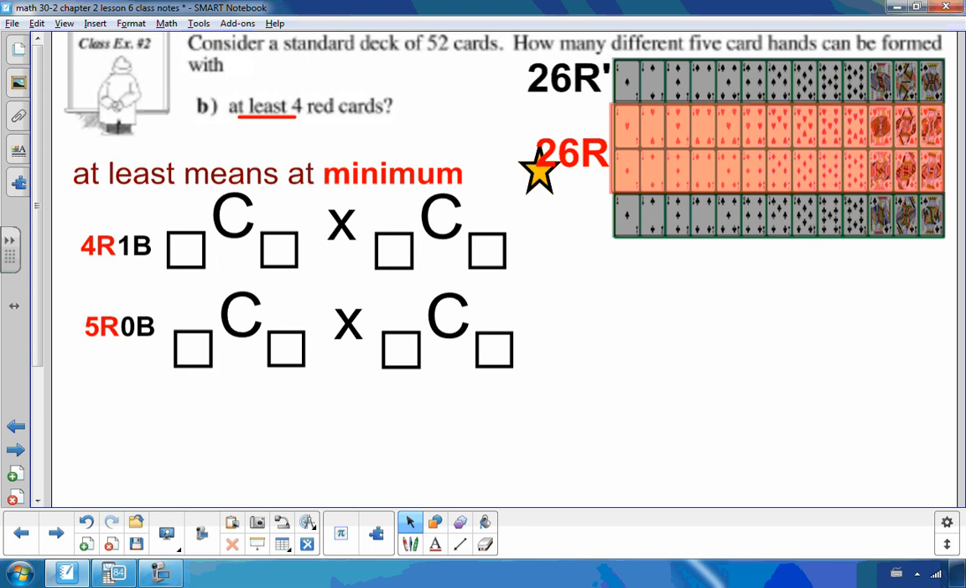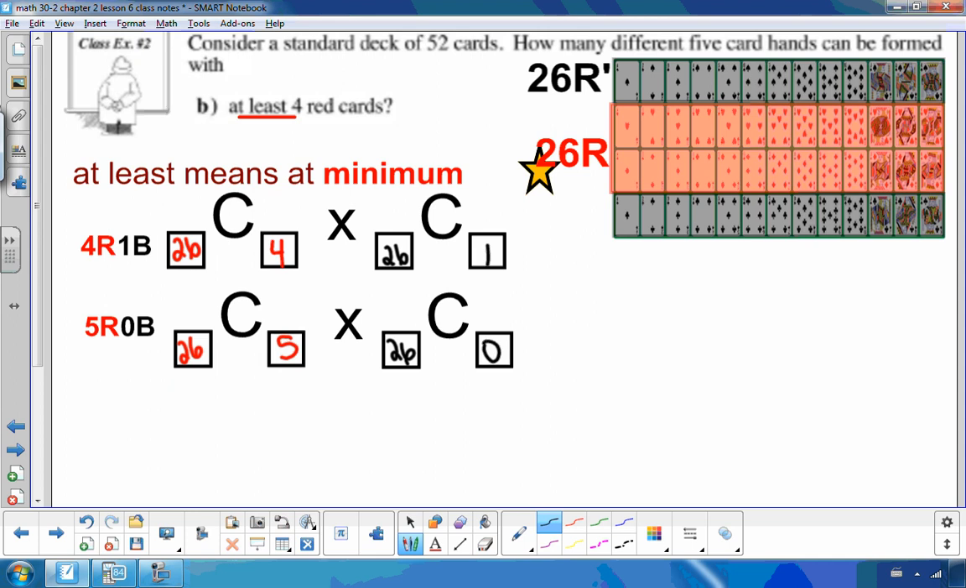So let's start with the red cards. If I want at least 4 red and I have 5 cards in my hand, I have either 4 red or 5 red. Looking at the red, there's 26 cards and I want 4 of them, 26 red cards and I want 5 of them. Now let's add on the next layer of this question, which is the black cards that go with it. I have 26 black cards and I want 1, and 26 black cards and I don't want any.